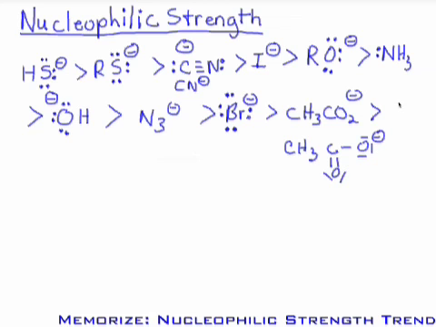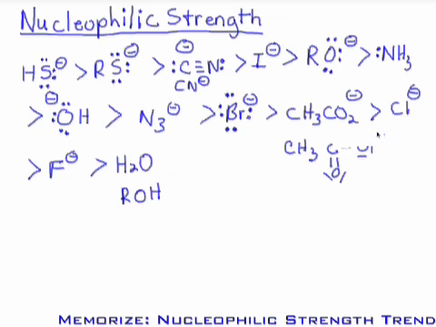CH3CO2 minus is a stronger nucleophile than Cl minus. And that's a stronger nucleophile than F minus, which is a stronger nucleophile than H2O. And I'm going to put up here, grouped with H2O, also the alcohols, ROH. So the alcohols up here as well. R could be a methyl, which would be methanol, an ethyl, ethanol, isobutyl alcohol, any alkyl group. So this is the trend you need to memorize that's very useful.